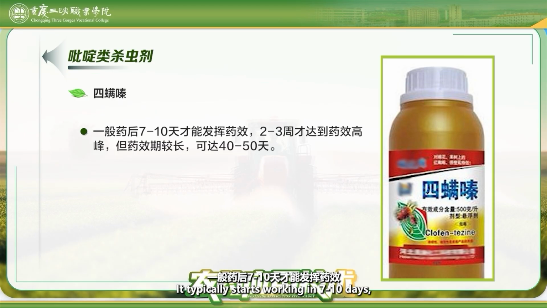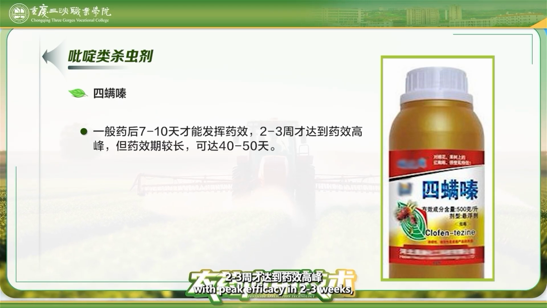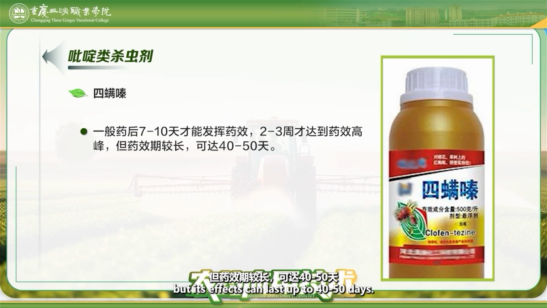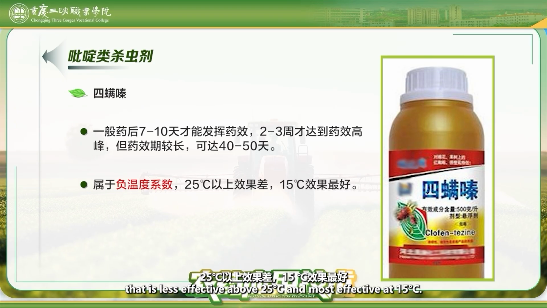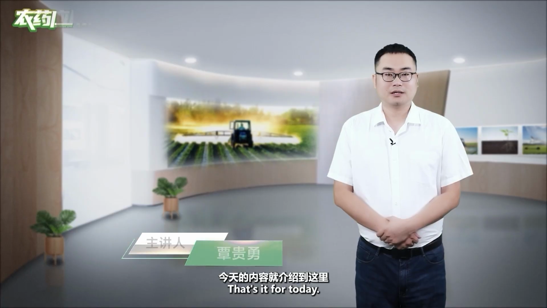It typically starts working in 7 to 10 days, with peak efficacy in 2 to 3 weeks, but its effects can last up to 40 to 50 days. It's a negative temperature coefficient acaricide that is less effective above 25 degrees Celsius and most effective at 15 degrees Celsius. That's it for today.